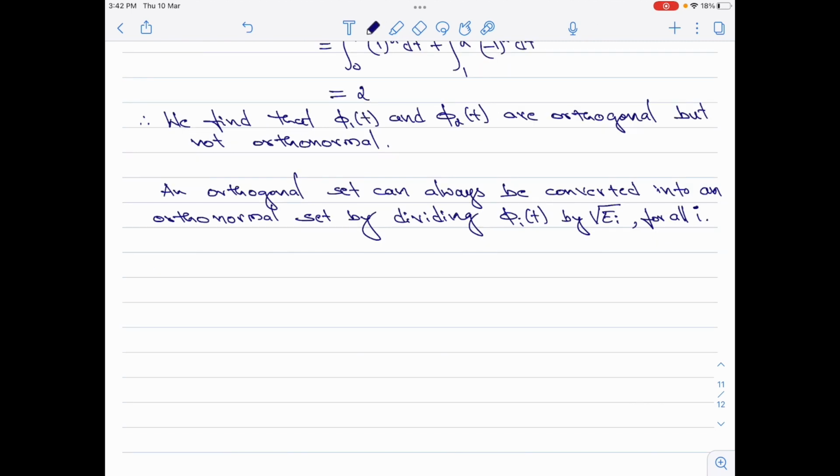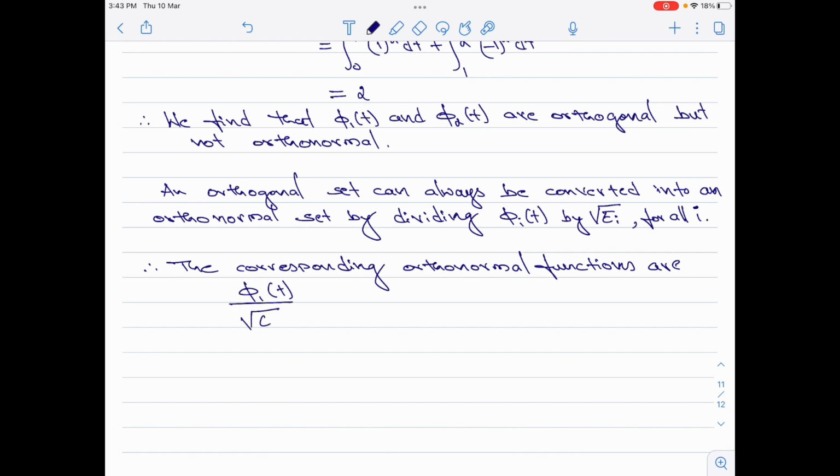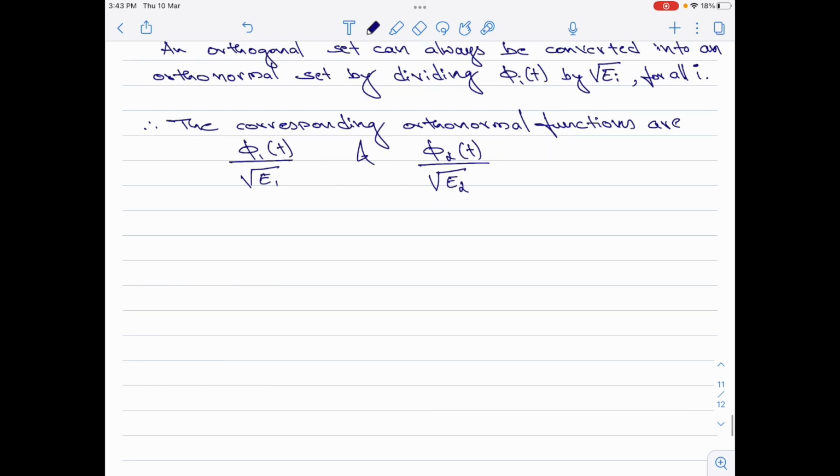Therefore, for the given signal set phi 1 of t and phi 2 of t, the orthonormal functions are: first one is phi 1 of t divided by square root of E1, and second one is phi 2 of t divided by square root of E2. Therefore, the orthonormal functions are phi 1 of t divided by root 2 and phi 2 of t divided by root 2. These are the orthonormal functions.